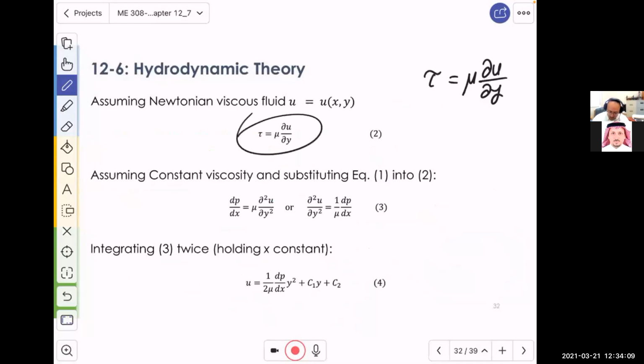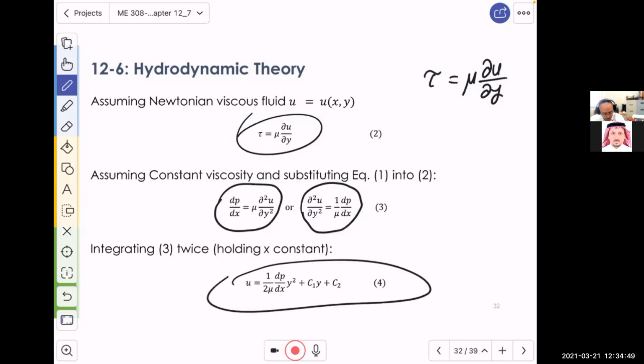So realizing that this is the equation, we plug it in here, and what do we get? We get this, or if we rearrange, we get this differential equation. This differential equation says that the second rate of change of velocity with y is 1 over mu dp dx. We can integrate twice, holding x as constant, then we get this relation.